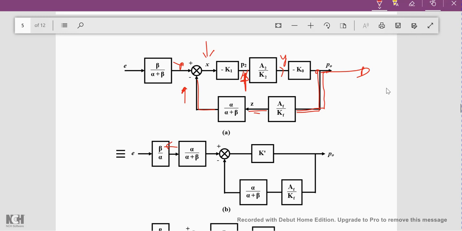Now I will move this summing point towards the left hand side. What will happen is this will move here, and at the same time one inverse block will come in this particular place. Inverse block means alpha plus beta divided by alpha. Now this alpha plus beta divided by alpha into alpha divided by alpha plus beta, these are dividing each other, so these blocks will get cancelled and it will become equal to 1.